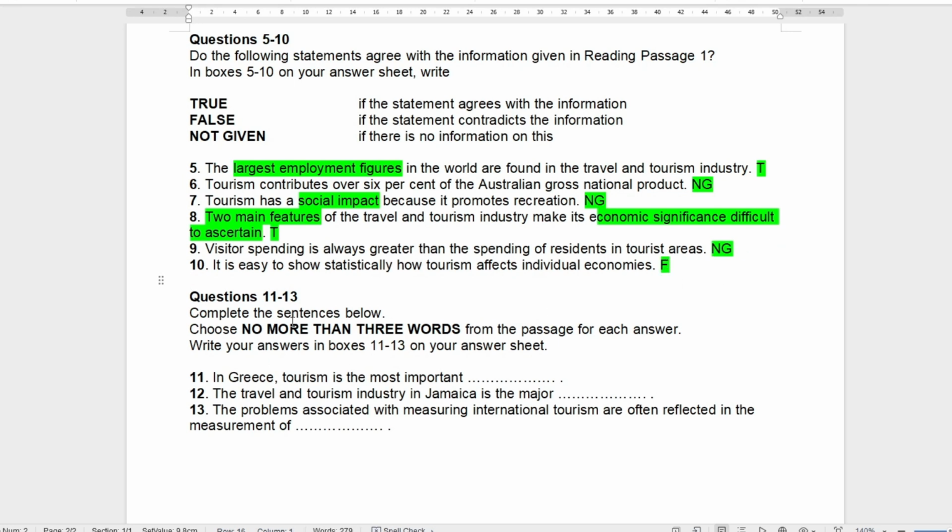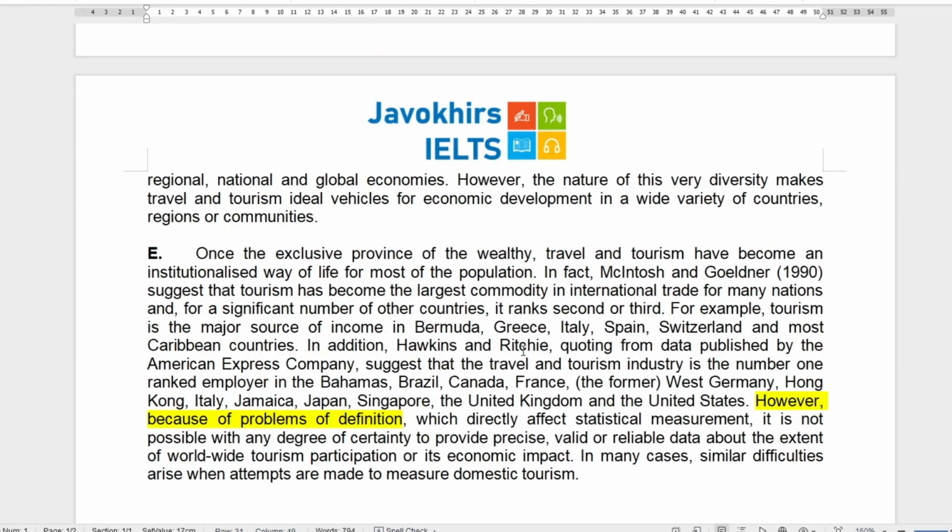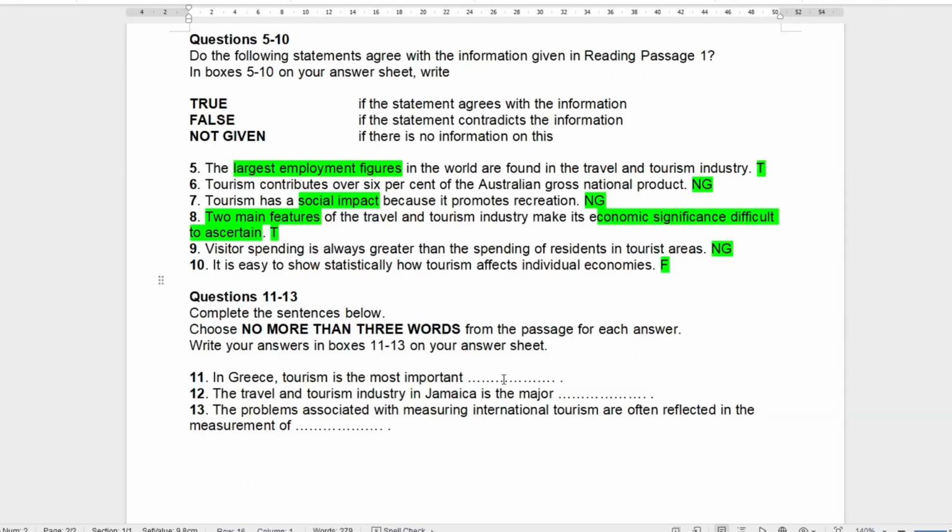Now questions 11 to 13, we have no more than 3 words. In Greece, tourism is the most important. Where was Greece? Okay, we have Greece over here. For example, tourism is the major source of income in Bermuda, Greece. So tourism is the most important source of income. So I'm going to take that. I'm going to put source of income. There we go.